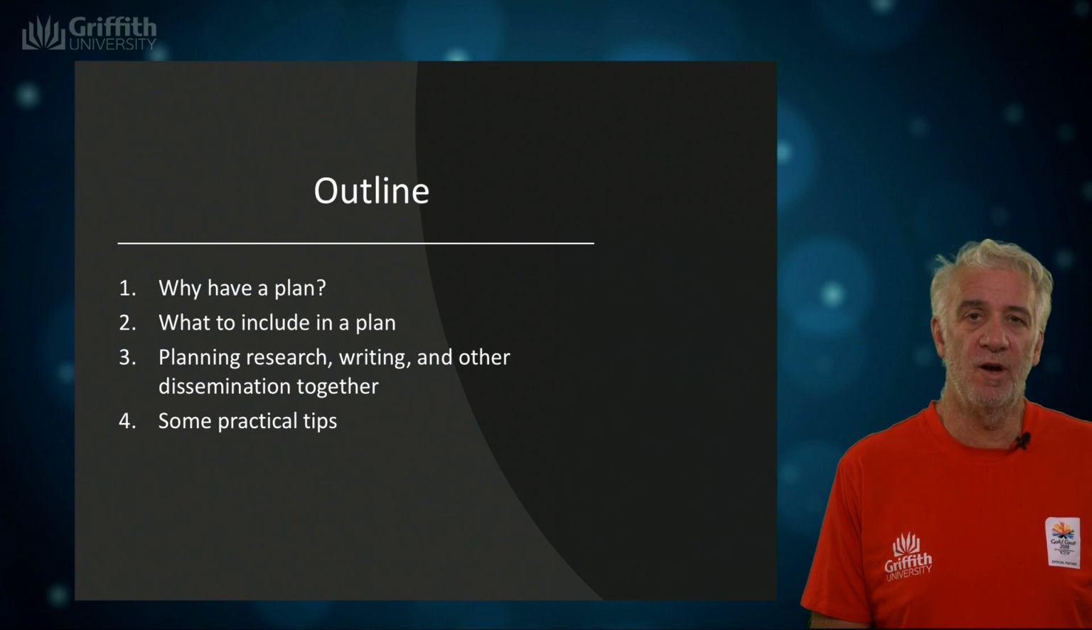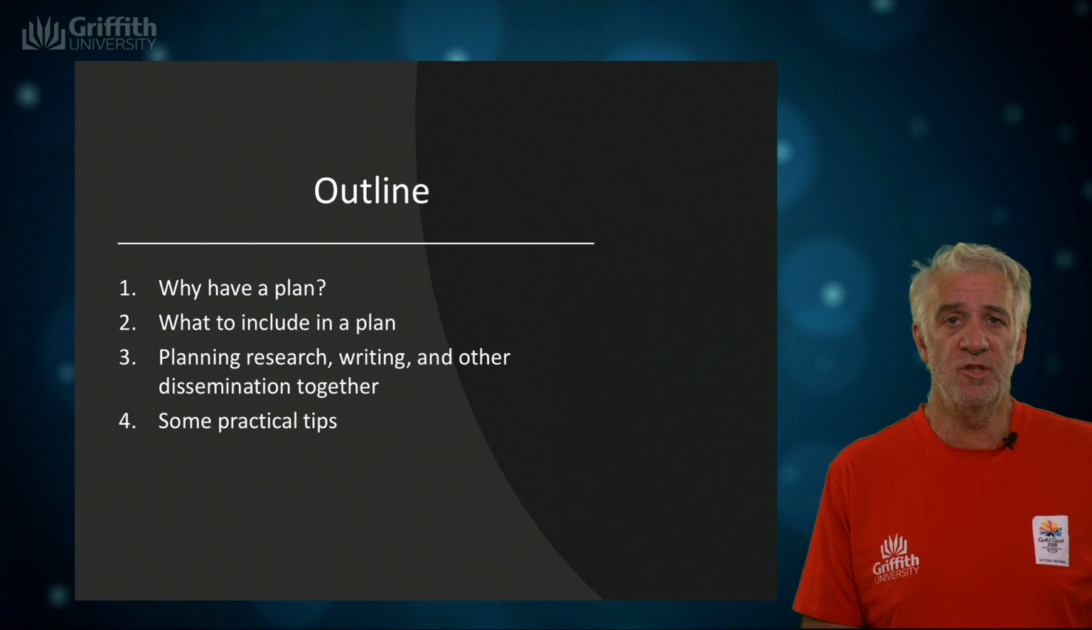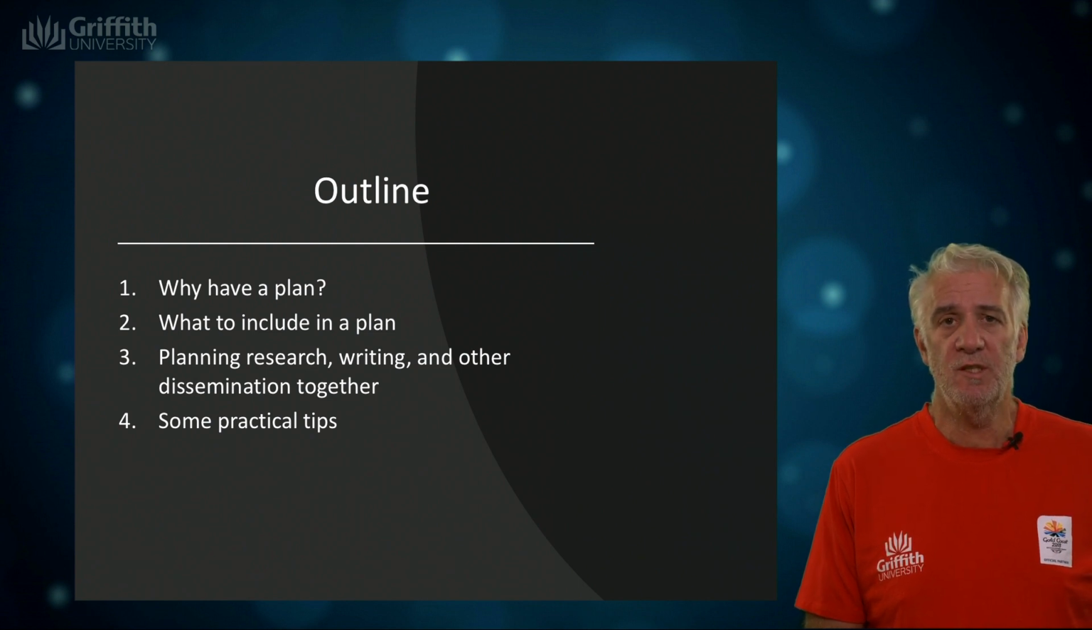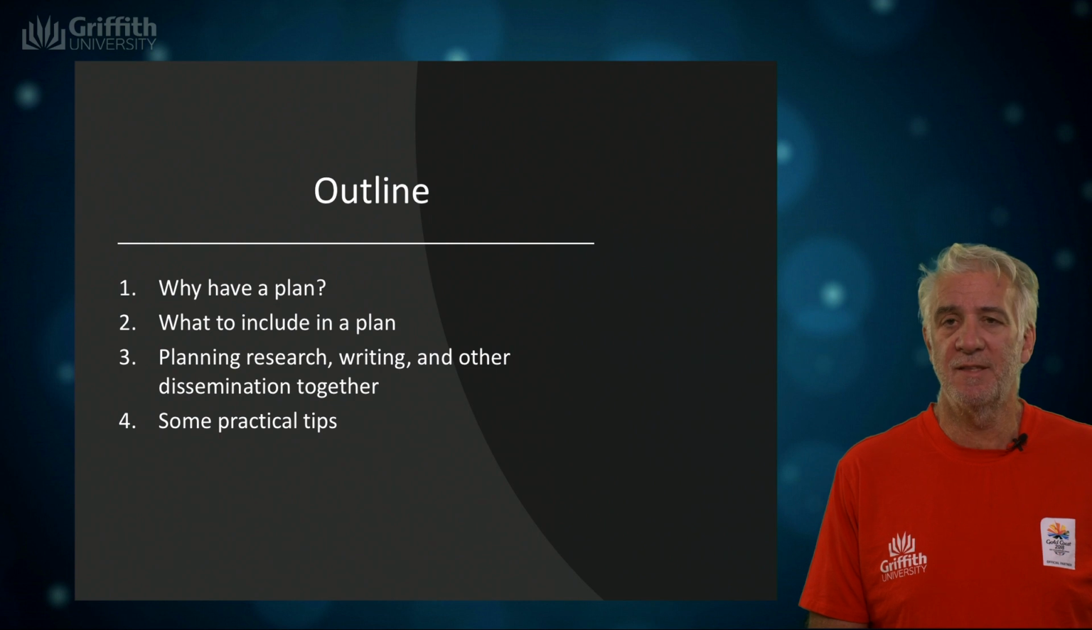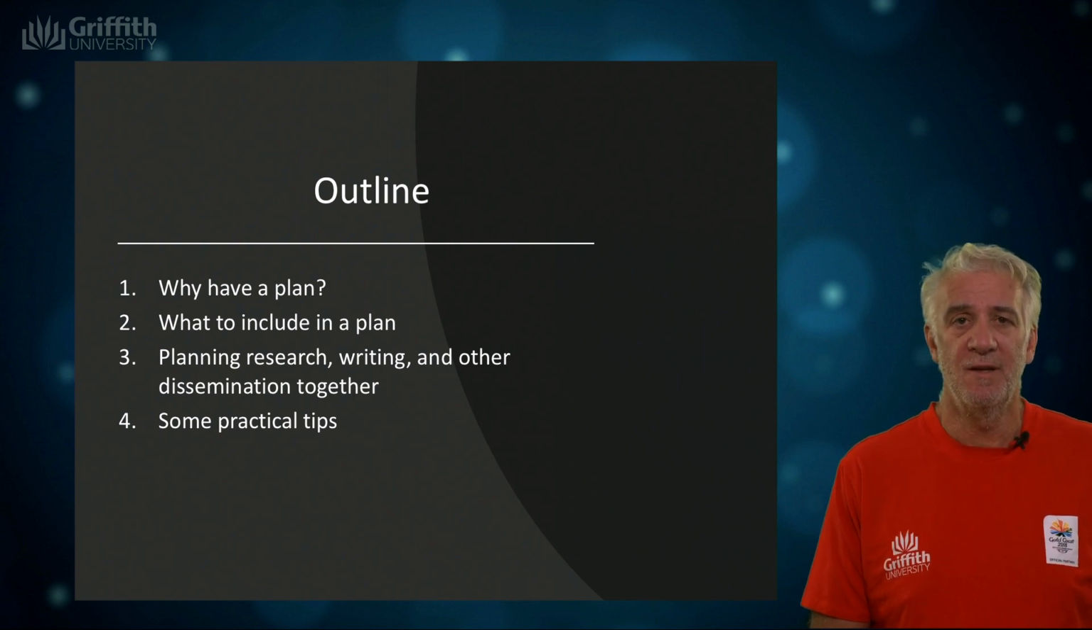So here's the outline of what I hope to cover in this short video. First of all, I want to answer the question, why should you have a plan? Second, I want to look at what to include in that plan. Then the third part will be planning research, writing and other dissemination activities together rather than in disjointed ways. And lastly, some practical tips about how to do it.